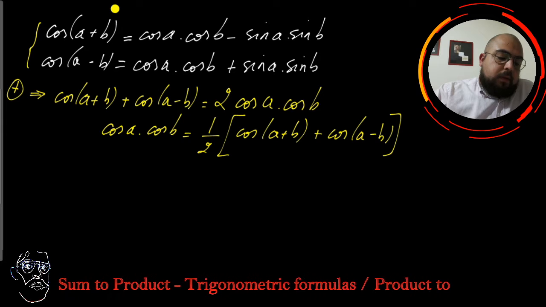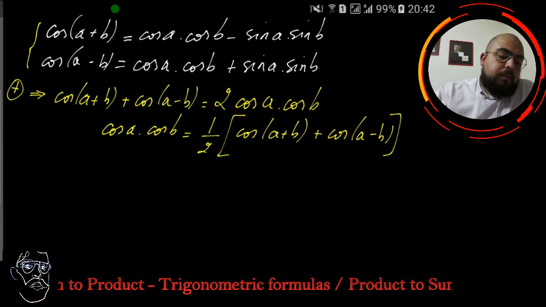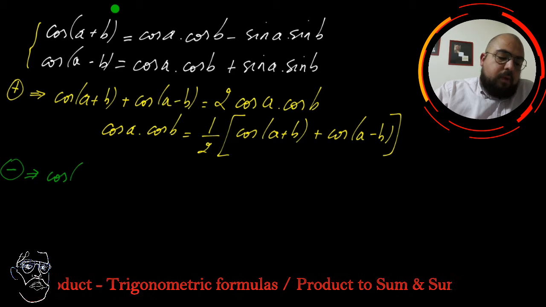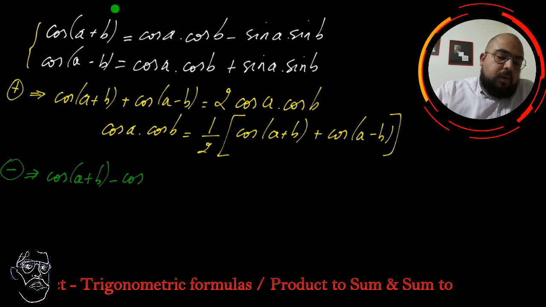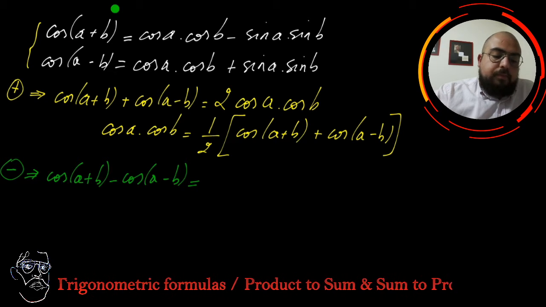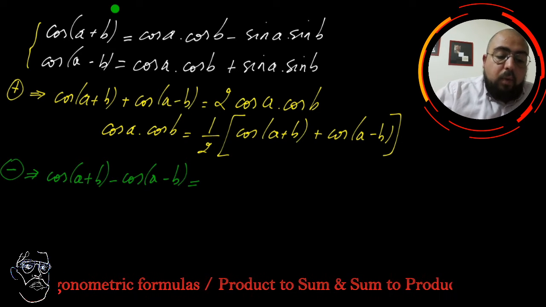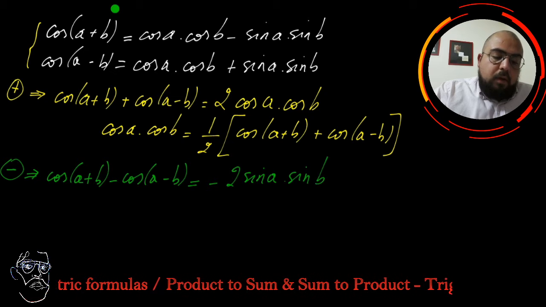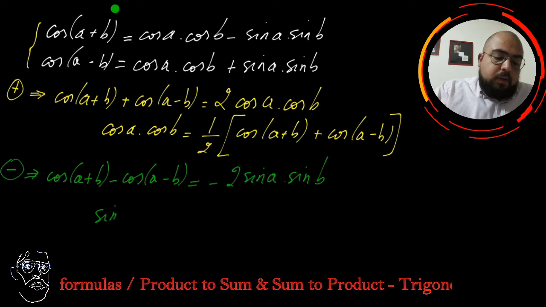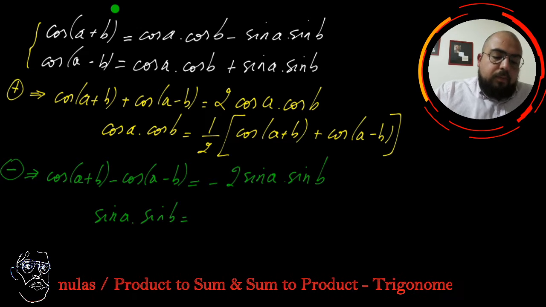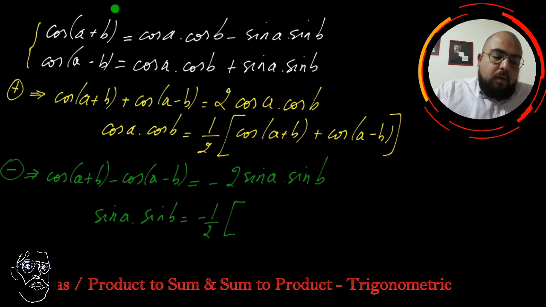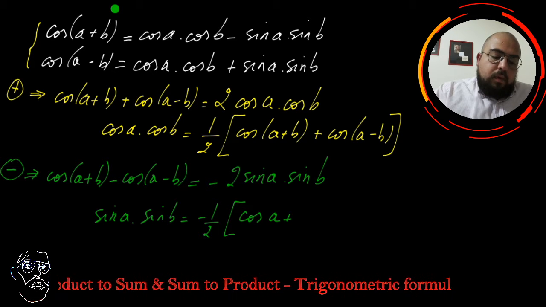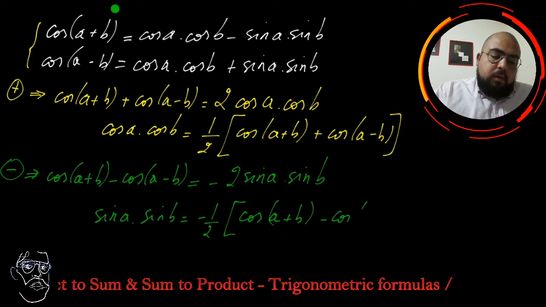Now what about the second part where I'm gonna subtract these previous two lines? So whenever I'm gonna subtract them, I will have cosine of a plus b minus cosine of a minus b is equal to cosine a cosine b minus cosine a cosine b, they will cancel out. So whatever remains is minus 2 times sine a sine b. So I will obtain the formula sine a times sine b is equal to minus 1 over 2 cosine a plus b minus cosine a minus b.